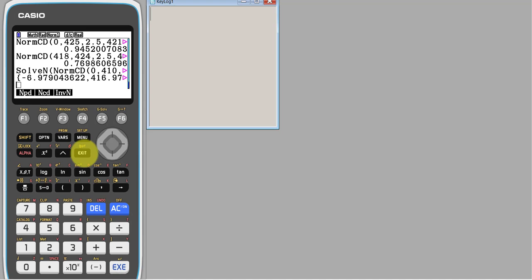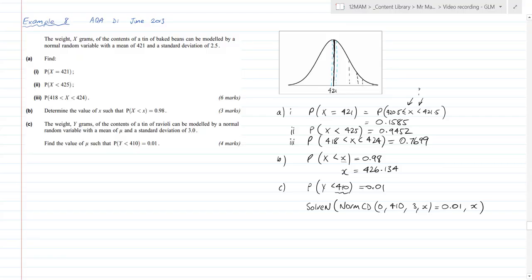and I get a couple of possible answers because you've got that reflection case, but in this case I can see the obvious answer is 416.97. So I'll just go up, see if I can get a bit more detail on that. 979, so I'll just call it 98, 416.98. So therefore, mu must equal 416.98 for that to work.